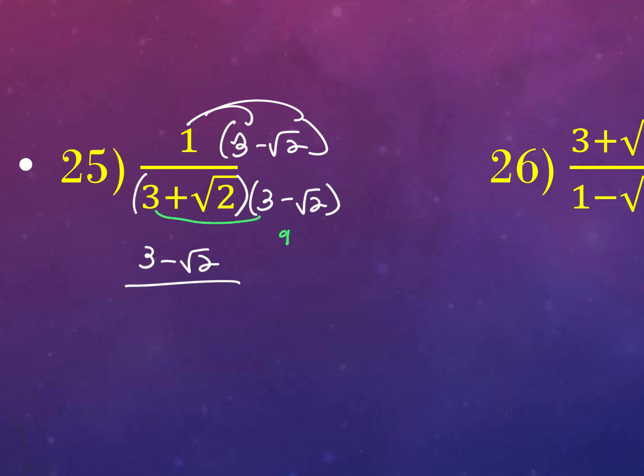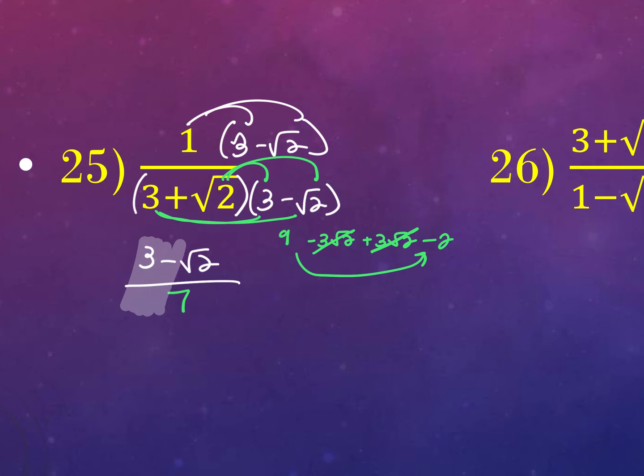3 times 3 is 9. Outer. 3 times negative root 2, negative 3 root 2. Inner, positive 3 root 2. And last, negative square root 2 times square root 2, which is just 2. Again, these cancel out like they should, and then 9 minus 2 is 7. 7 doesn't go into 3 or square root 2, so it's going to stay exactly like that.